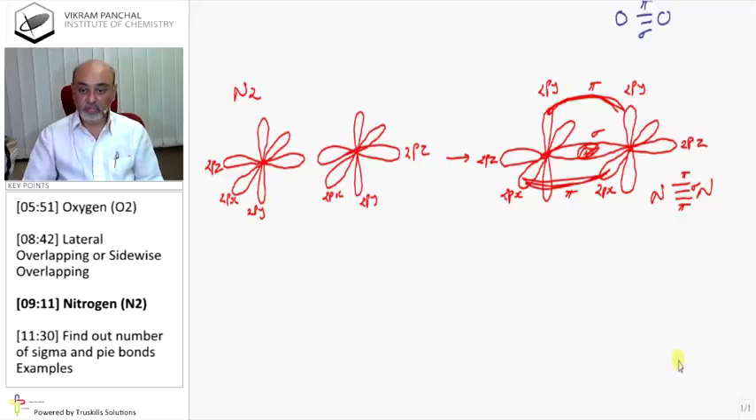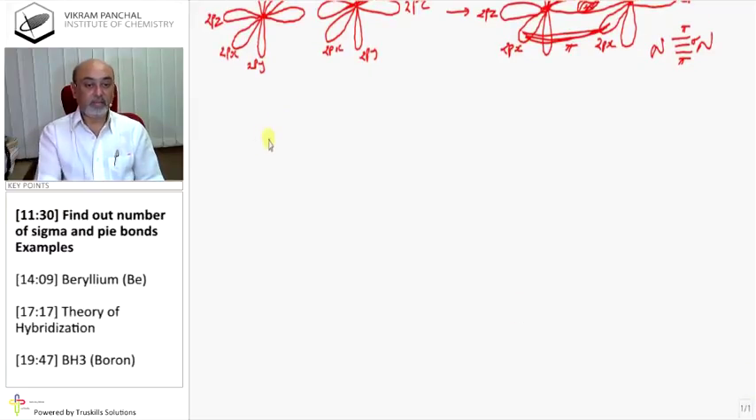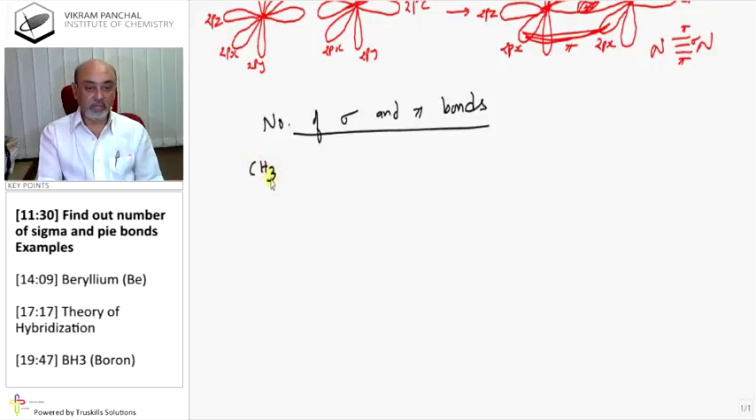Now we have to see how many sigma and pi bonds are present in a given compound. For example, find out the number of sigma and pi bonds in this compound, CH3COCH3. So you have to show the structural formula and split each atom.